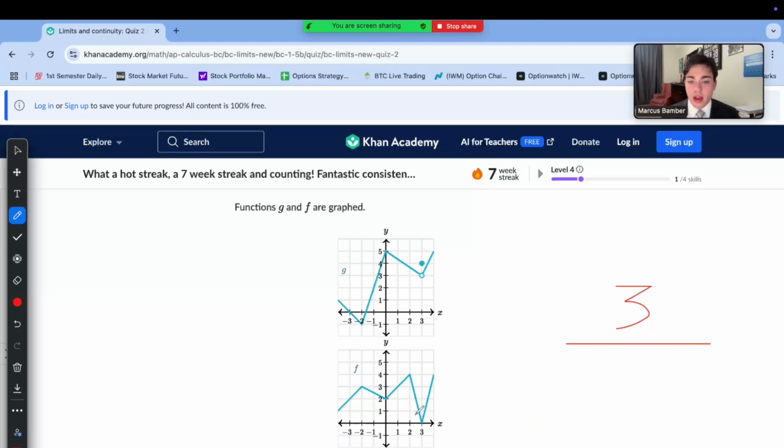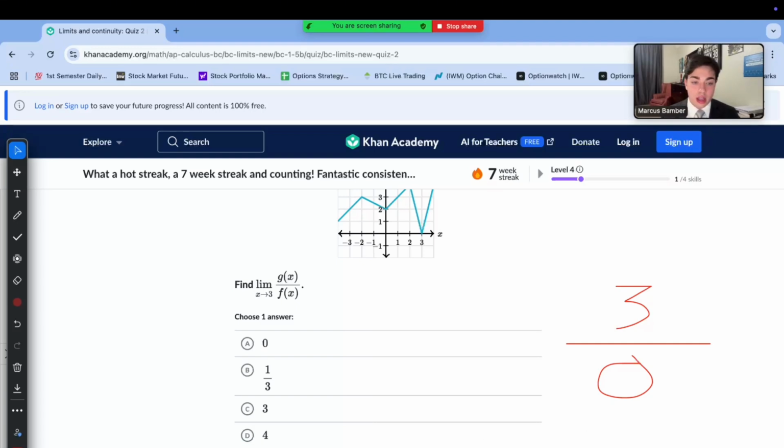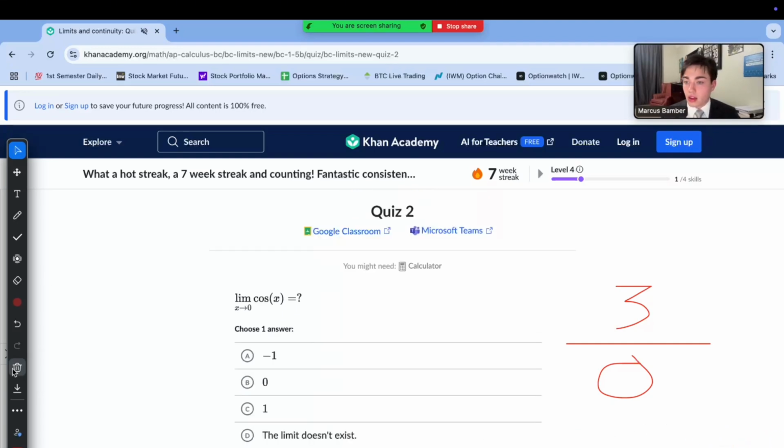And then we can divide that by the limit of f of x as x approaches +3. We see, unfortunately, that the limit is approaching 0 from either side. So we're left with 3 divided by 0. This is undefined, so the limit does not exist for that expression.